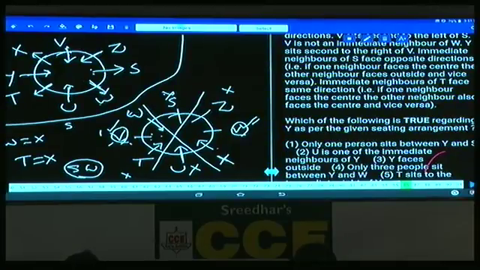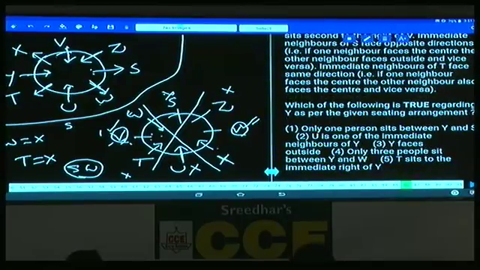That is 85. Then question number 86: which of the following is true regarding Y as per the given arrangement? Only one person sits between Y and S: false, because Y and S are opposite. U is one of the immediate neighbors of Y: also false. Y faces outside: false. Three people between Y and W: also false. T sits to the immediate right of Y: definitely true. Choice 5 is the answer for question 86.